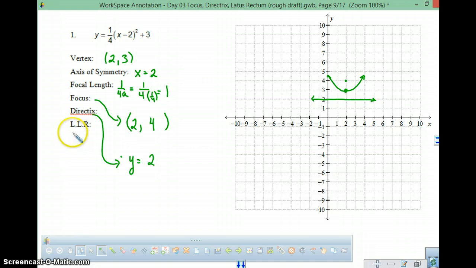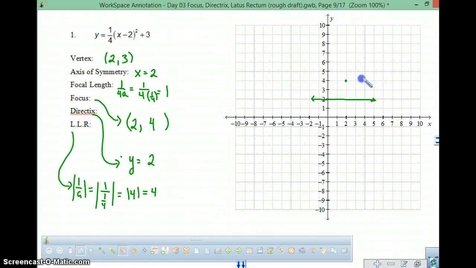Okay, LLR stands for the length of the latus rectum. That is the absolute value of 1 over a. A is 1/4, so 1 over 1/4 is the same thing as 4, and the absolute value of 4 is just 4. Okay? That's going to help you because when we come to actually graph this parabola a little bit better, let me put my vertex back in here. The latus rectum goes right through the focus, and if it's equal to 4, that gives me 2 points on my parabola, and I know how shallow to make it.